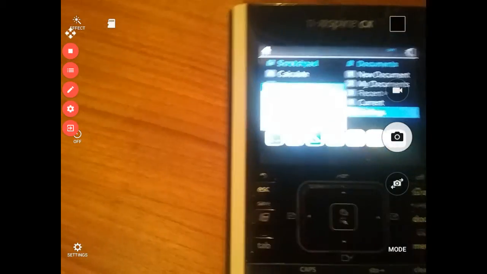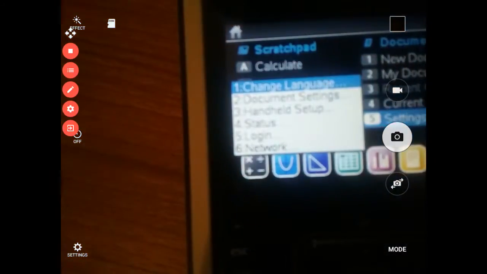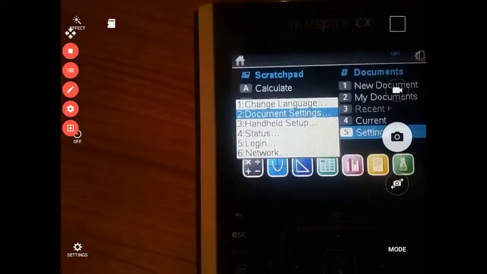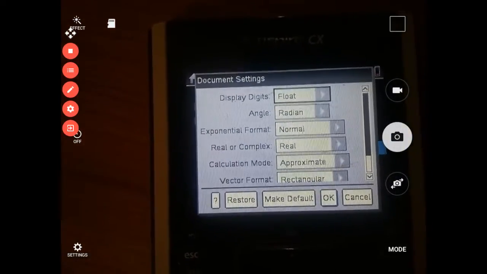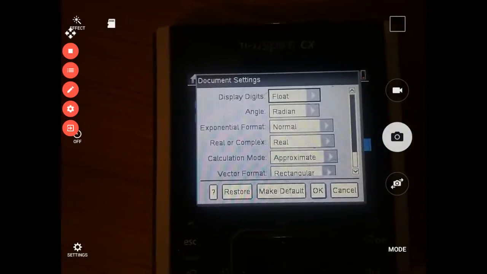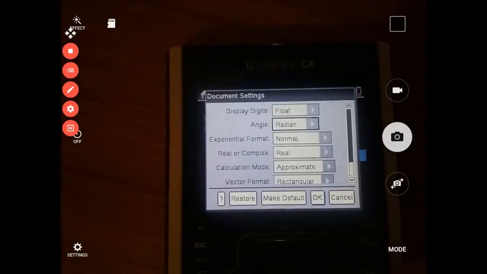Come on, calculator, focus. There it goes. Okay, so we want document settings. Scroll down to the second one, document settings. Oh, look, that second one, angle. See, I'm in radian mode right now. So if I hit the tangent button or the tan negative 1 button, my calculator would tell me all the wrong answers. So I'm going to scroll down to radians.